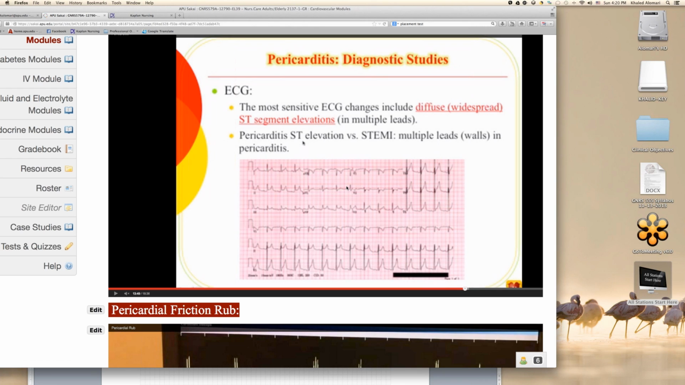But in case of CAD, when there's an MI, usually there's only one coronary artery that's obstructed, so you will see the ST elevation in one or two leads. But when you see it diffused everywhere, that means one of two things: either there's a pericarditis covering the whole heart and compressing every coronary artery, and that's why you see the ST elevation everywhere, or the patient has an MI in every single coronary artery they have, which is almost impossible. So that's why diffuse and spread ST elevation in multiple leads means there's more compression than injury.